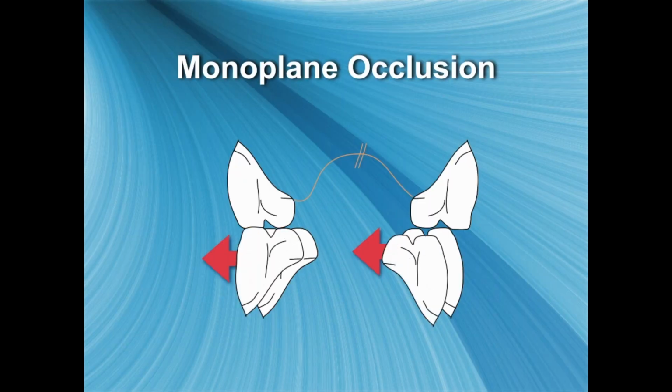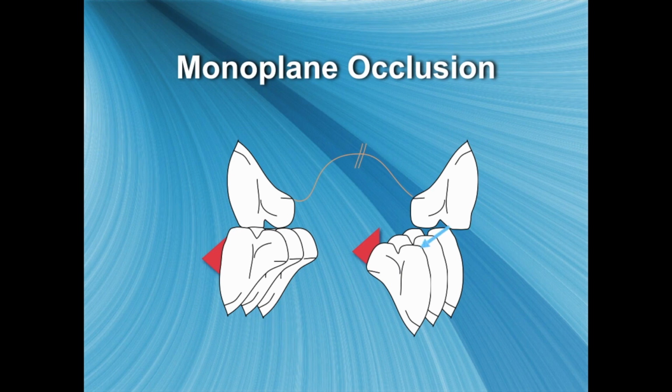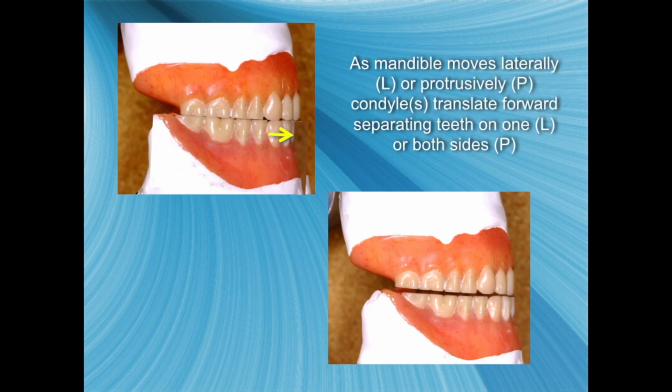If we do have condylar inclination, as the patient moves, you can see that on the side where the condyle is translating, it will have to move down the glenoid fossa, and on the non-working side, there would actually be separation of the teeth in a lateral excursion. Similarly, in a protrusive arrangement, we would see that the teeth would separate probably on both sides, depending on what the condylar inclinations were on opposite sides.